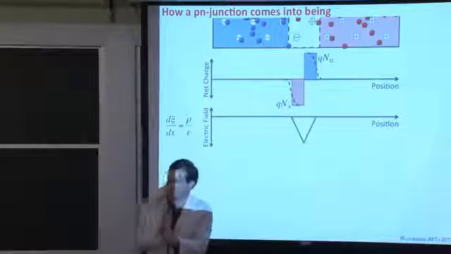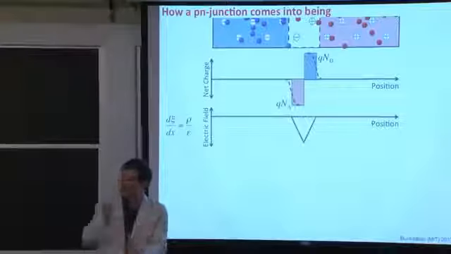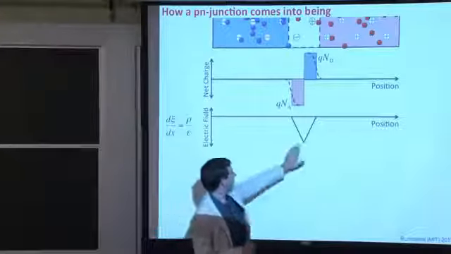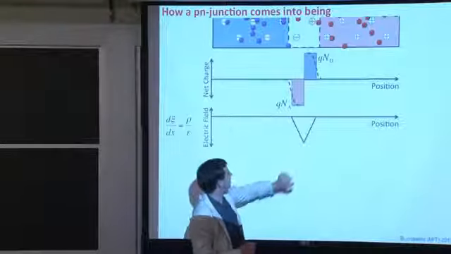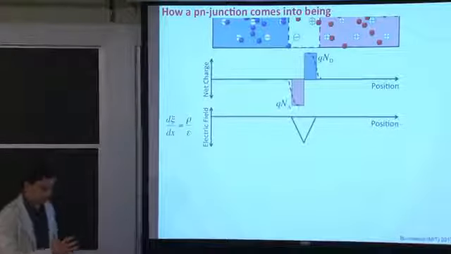But if you're right there in the middle of that junction, my boy, that field is going to be very strong. You'll be swept out of there pretty quickly. That's why the field reaches a maximum right here in the middle. So that intuitively makes a lot of sense.